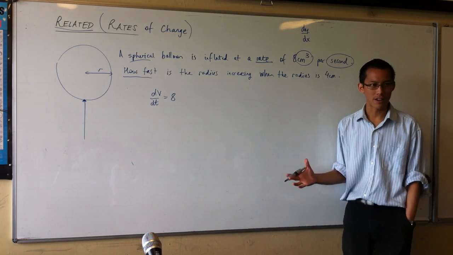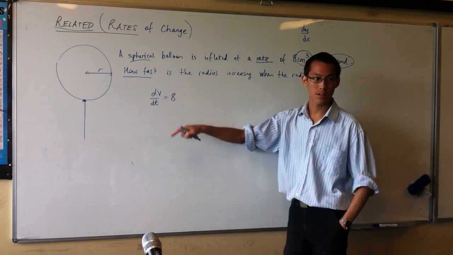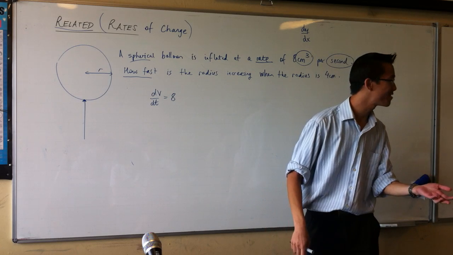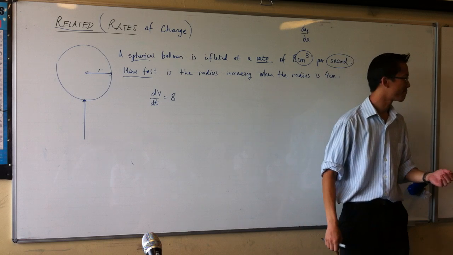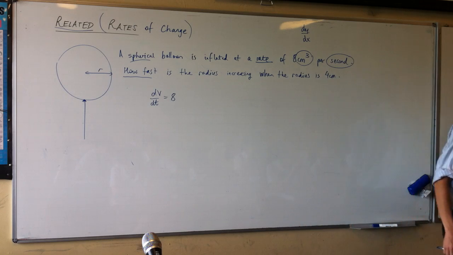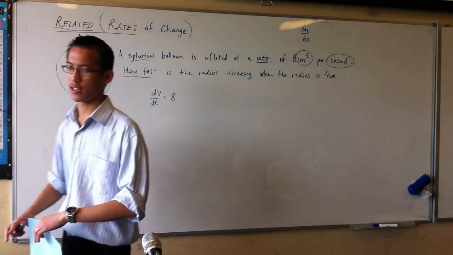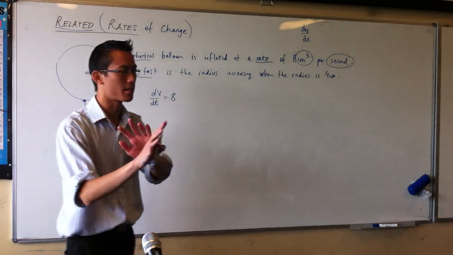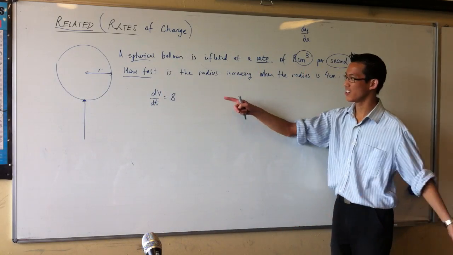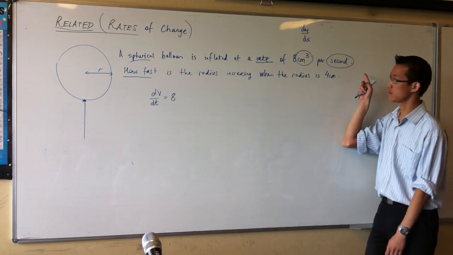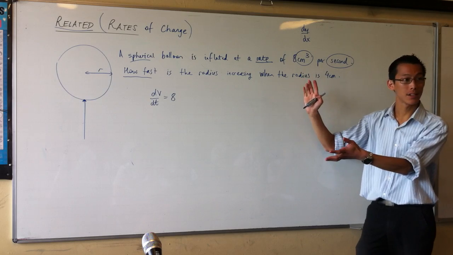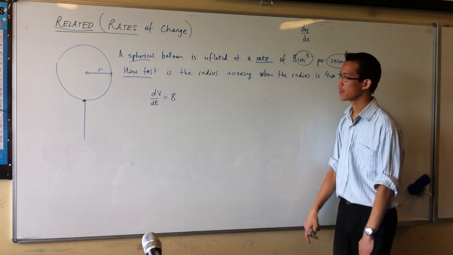As a minor issue, when we're looking at derivatives, same deal with integrals, it's a bit like pronumerals. They're unitless. So dV on dt is not 8 centimeters cubed per second. It's just 8, and then we deal with units later on.